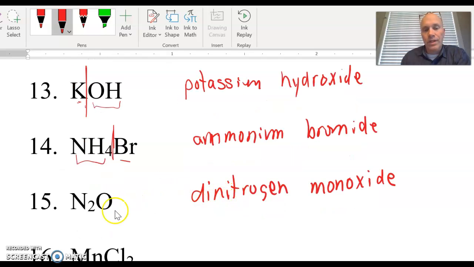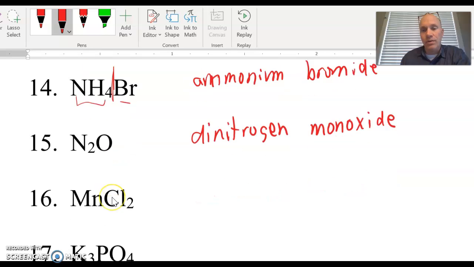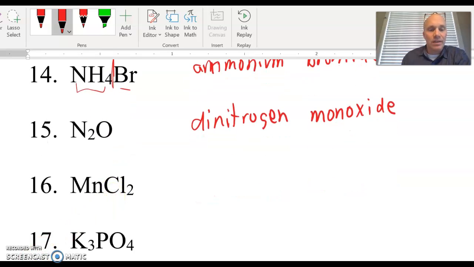All right, and this one, it's covalent, so it needs the prefixes. The nitrogen's first, dinitrogen monoxide. There's only one of the second thing, and you need that mono if it's the second thing.